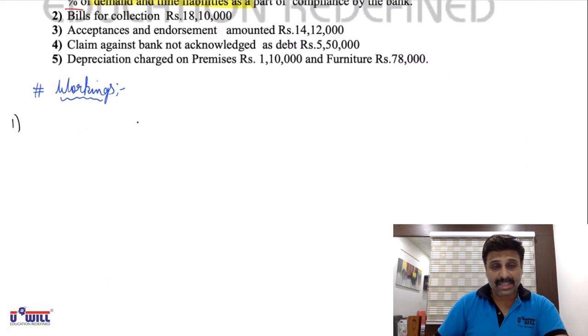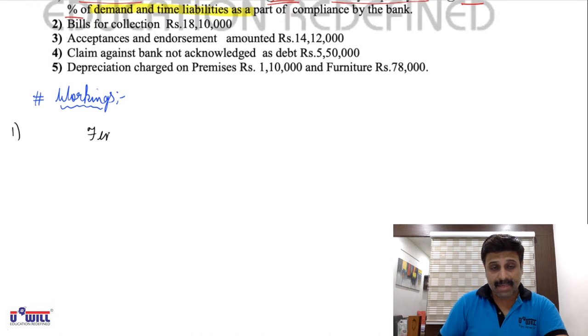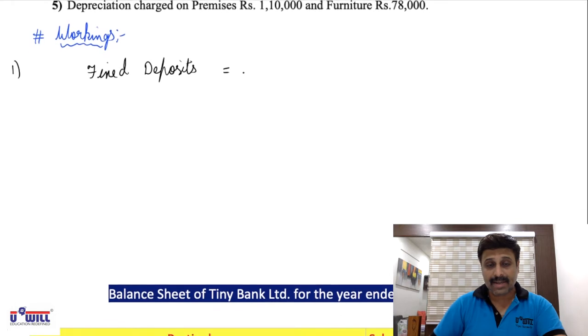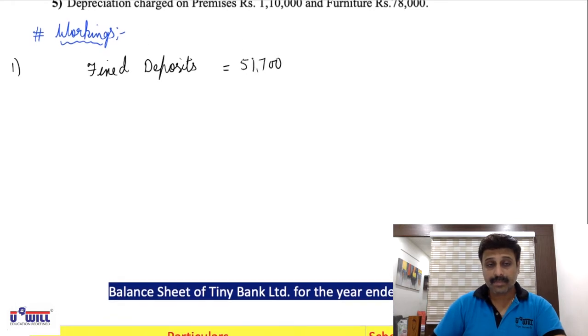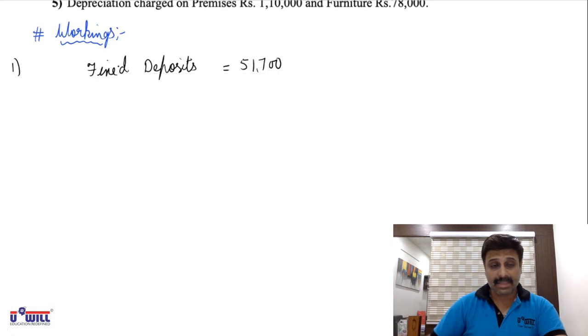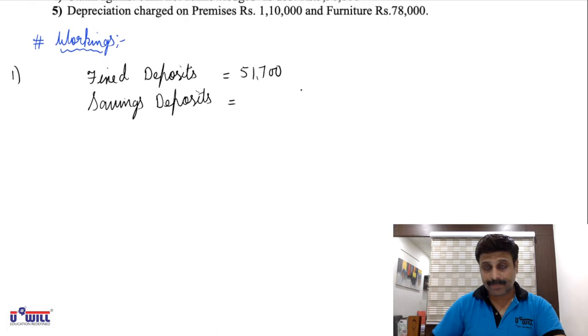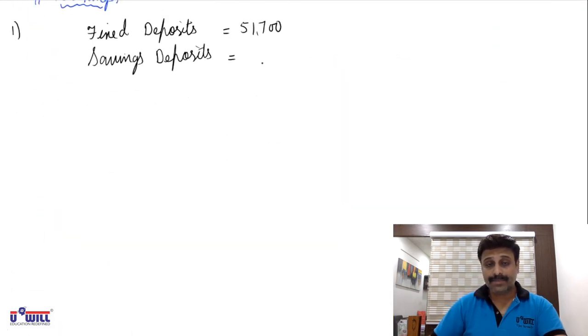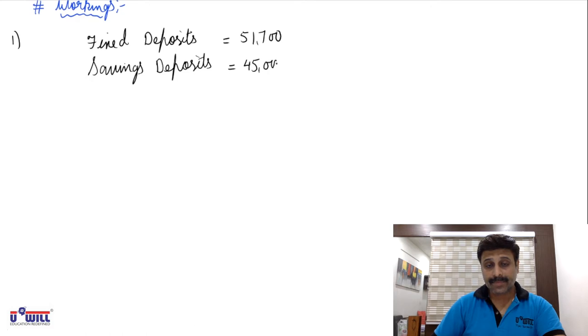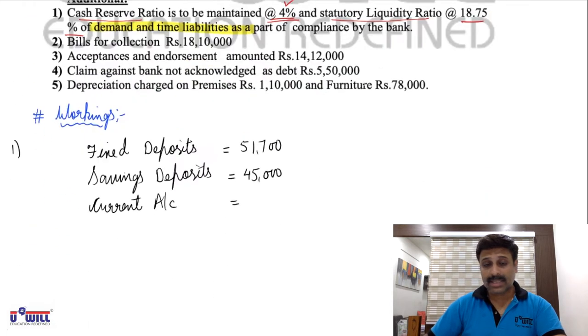So let us first find out this demand and time liabilities. Demand and time liabilities will include three things. Fixed deposits. Okay, working note one we are making. Fixed deposits are 51,700. Then savings deposits. Savings deposits are 45,000 and current account is 52,010.